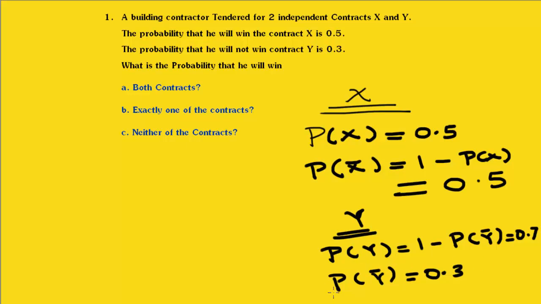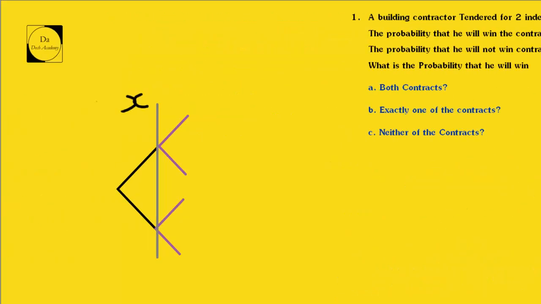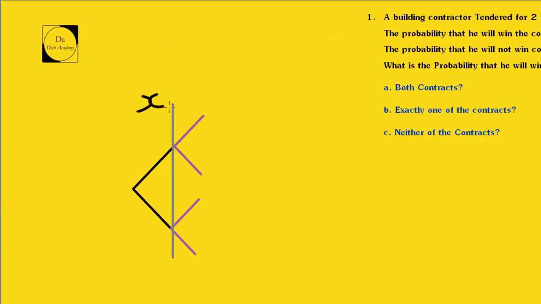So take note of all the information here. I go to the tree diagram and I've marked the first region to represent event X, and event X has two outcomes. Either you win.